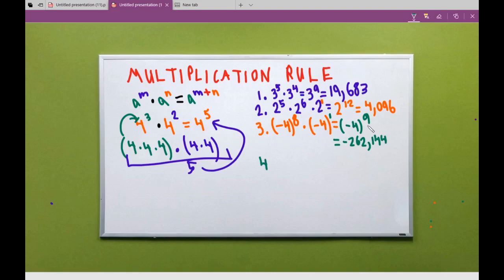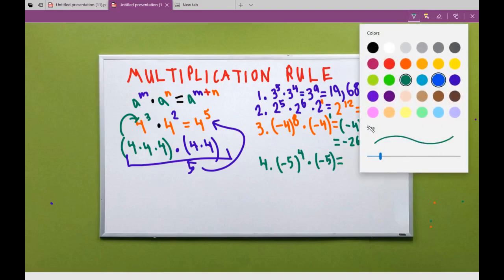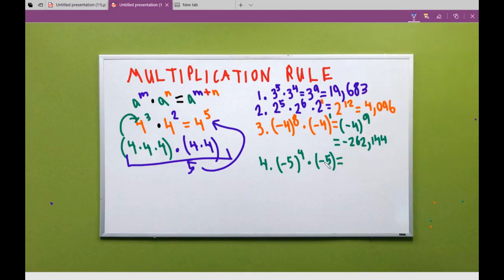Okay, so try number 4 on your own. -5 to the fourth power, -5 is in parentheses, times -5. Okay, so this -5 right here has a power of 1. So to find our answer, we're going to add 4 to 1 right here to get 5. So negative 5 in parentheses to the 5th power. And using our calculators, we'll see that the answer is negative 3,125.